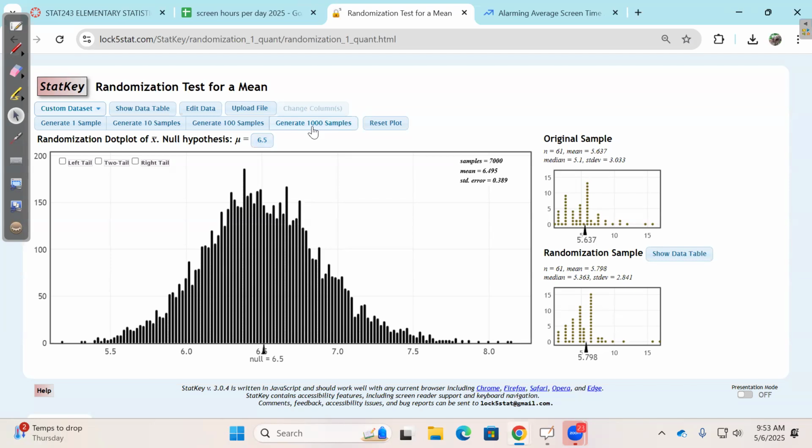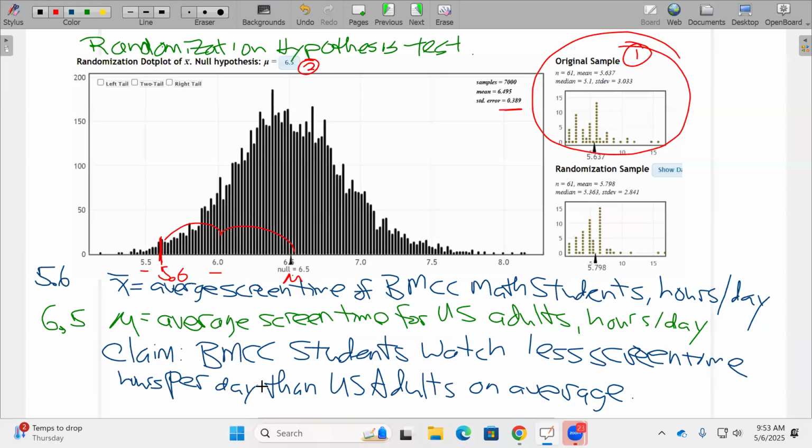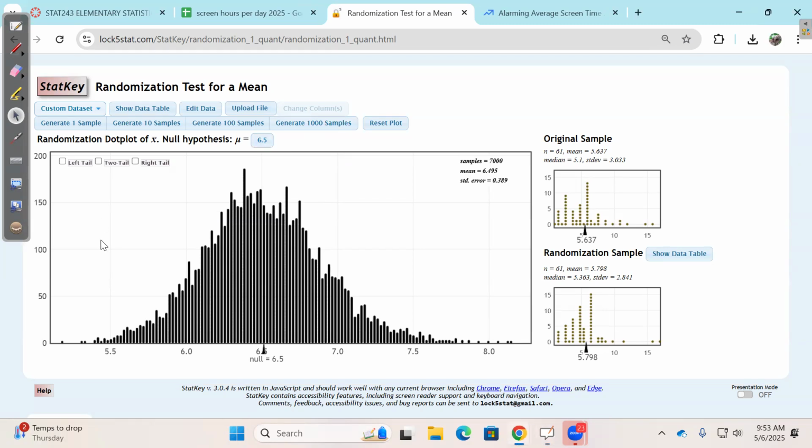So again, what test can I do? Well, the tests are up here. We can do a left tail test, a 2-tail test, or a right tail test. Since my claim was a less than claim, I'm going to do a left tail, because less than is to the left. So back here, I'm going to click left tail.